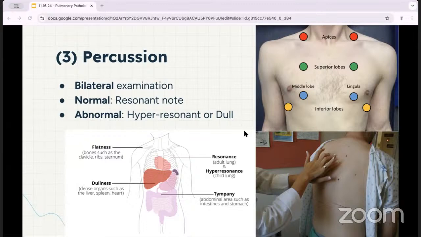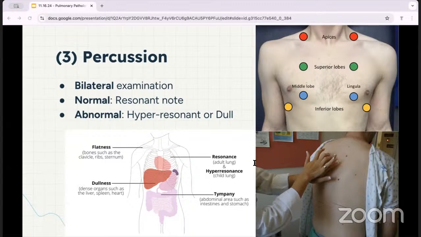We check both sides at the same level, bilateral. We always check the same level on each side of the chest, like you saw in the tactile fremitus video, to make sure that they sound the same. This helps us find asymmetries, which could point to a problem on one side. Then you evaluate for asymmetry. If there are differences in sound between the two sides, that's a red flag, and it might mean that there's something abnormal, like fluid or air, where it shouldn't be.